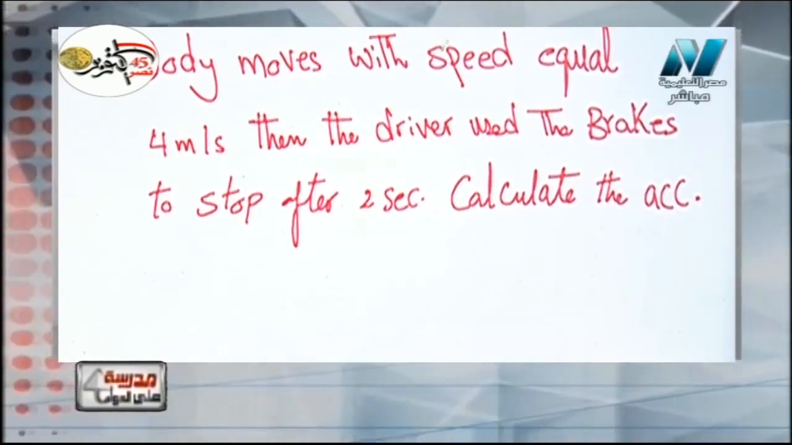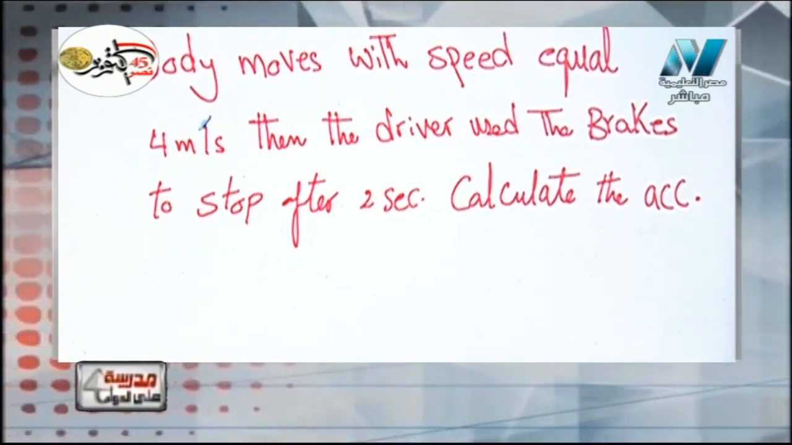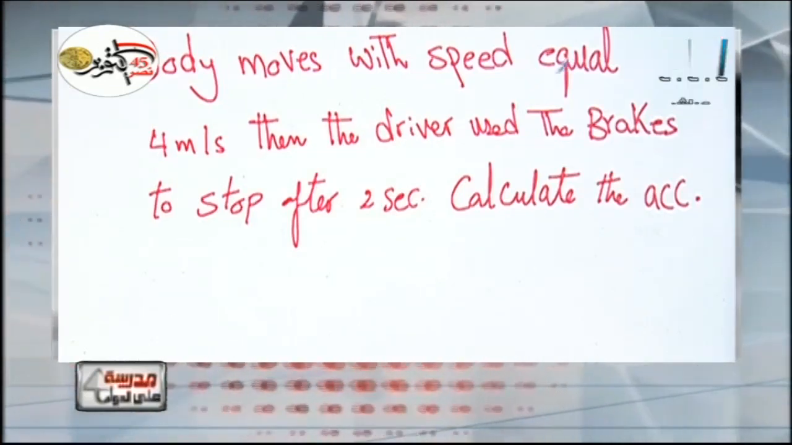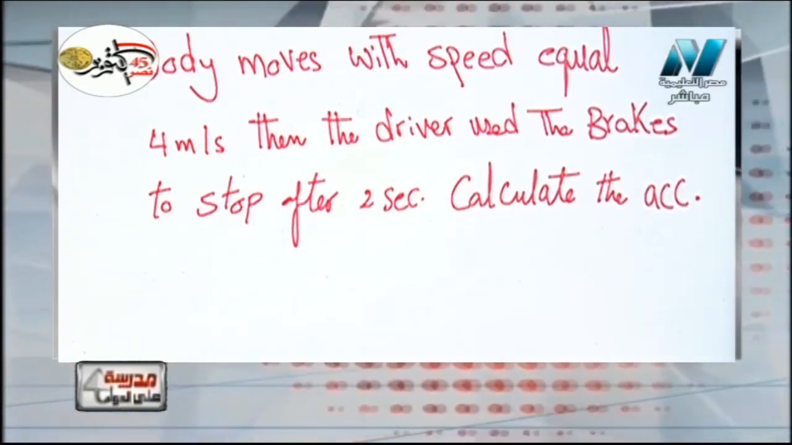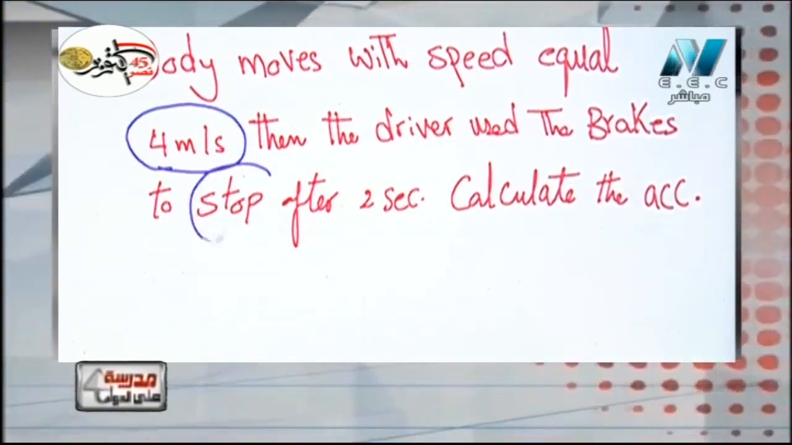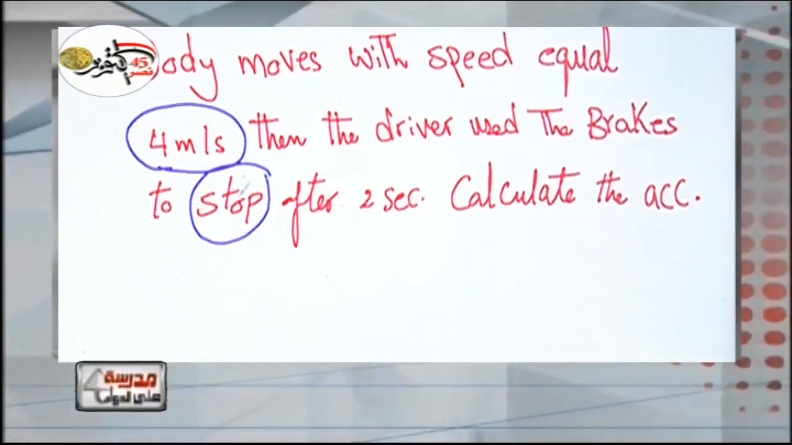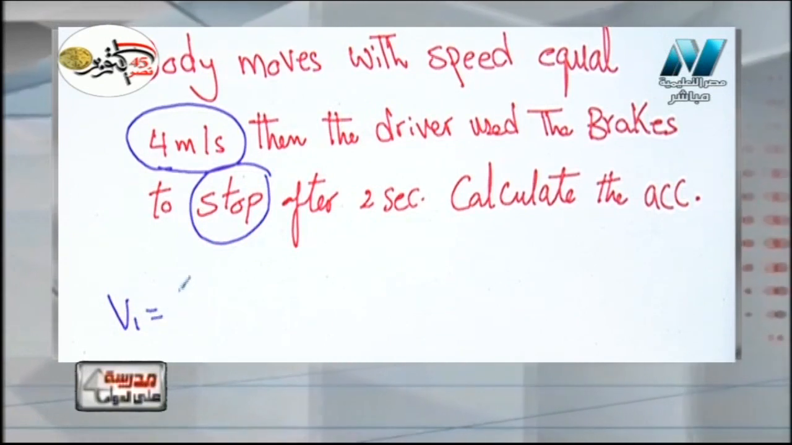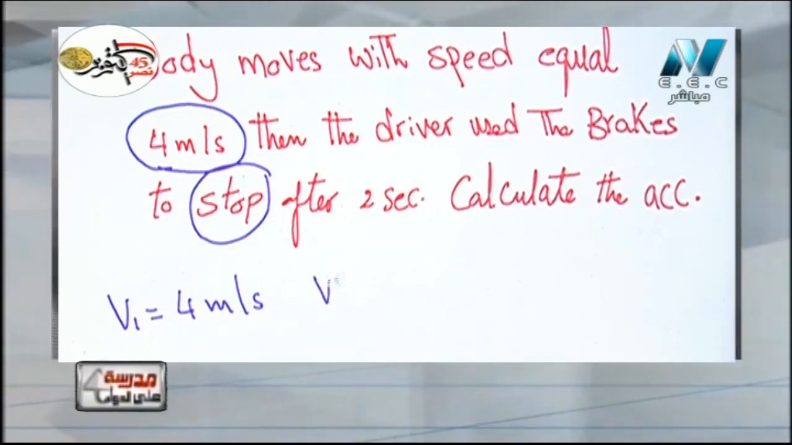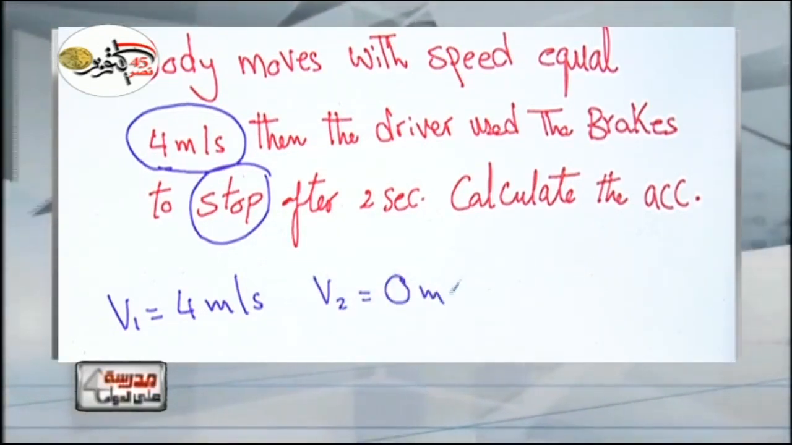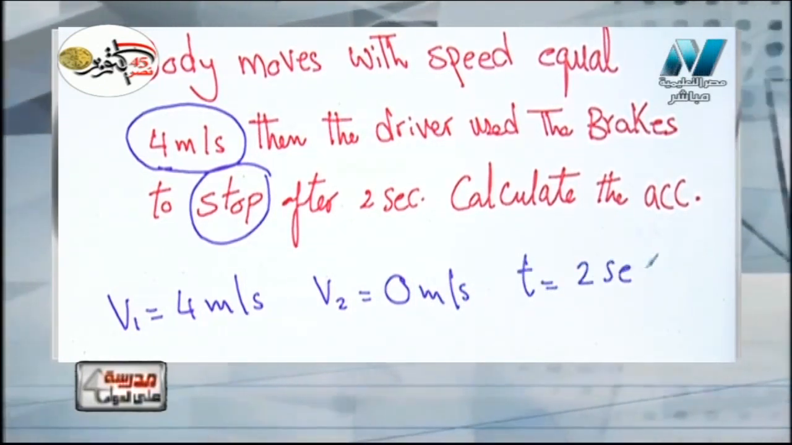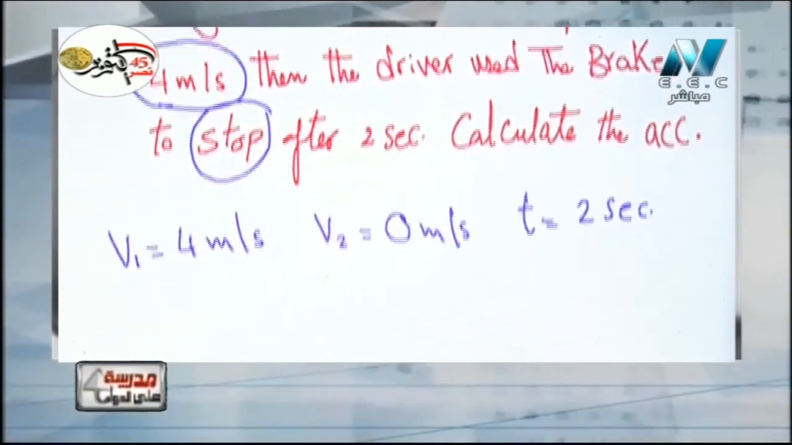So we have V1 and V2 with time. V1 is the initial speed. The car moves, or the body moves, with the speed equal 4 meter per second. Then the driver used the brakes to stop. So here we have 0 meter per second. What is the initial speed? V1 equal 4 meter per second. Don't forget to write the measuring unit beside the number. V2 equal 0 meter per second. Okay, then we have time equal how many? Equal 2 seconds. So how can we calculate the acceleration from the mathematical law?